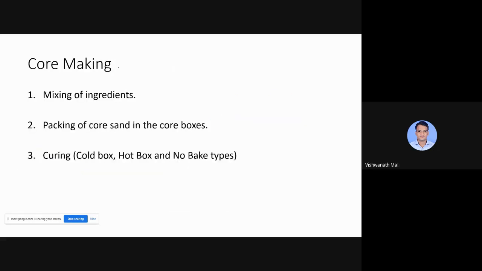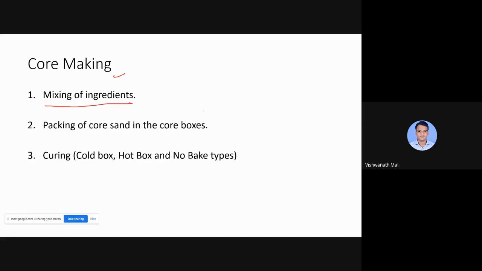Now, core making. How to make the core? The process is similar to how we make the pattern and the mold. First, depending on the size and shape and the type of material which we use, we mix the ingredients. First of all, mixing the ingredients. That is the first step.